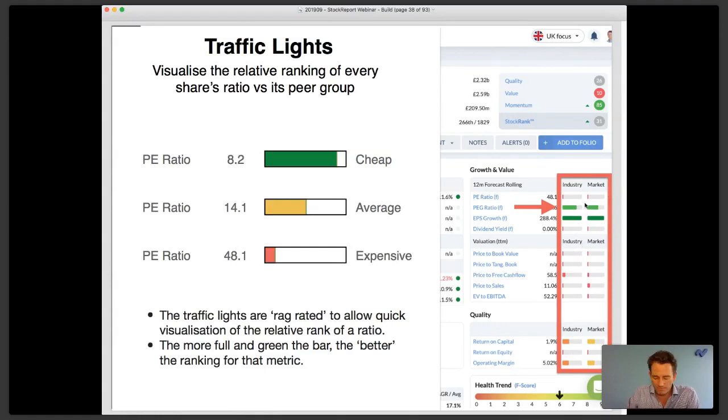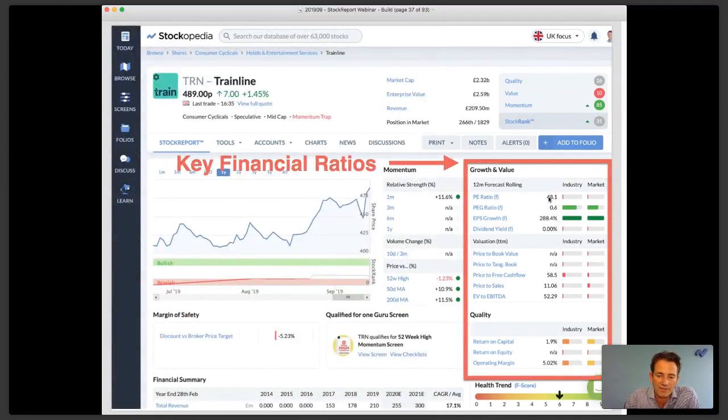You basically take a financial ratio, for example, the PE ratio, and I'm going to presume most of you know what a PE ratio is, the price earnings ratio. I'll go into more detail on some of these metrics another time, or if I have time at the end. The price earnings ratio is the most popular valuation ratio. For this one, Trainline is on a 48 PE. How do you know if that's high, if it's good or bad? It's very, very hard to know, especially if you don't know the range of the market PE ratios, etc.